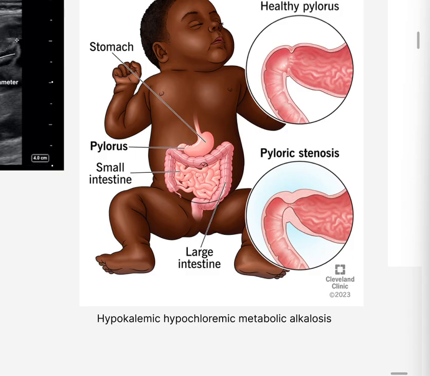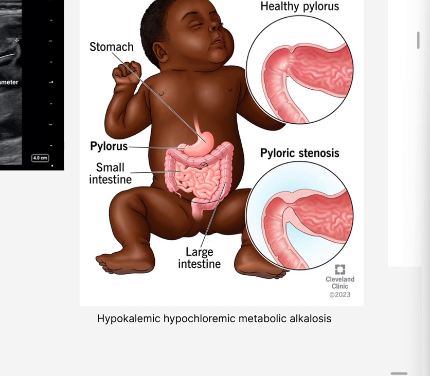So aldosterone's effects in the kidney cause increased sodium reabsorption. So increased sodium is reabsorbed, and more hydrogen is secreted, and more potassium is secreted. This leads to even more hydrogen lost in urine, and the alkalosis becomes even worse and sustained.